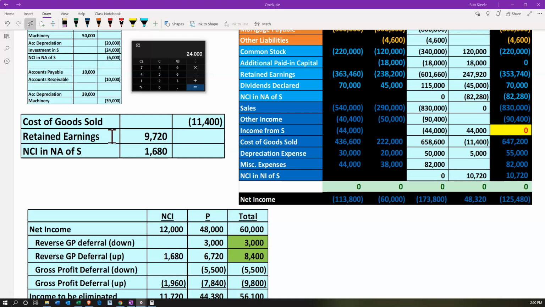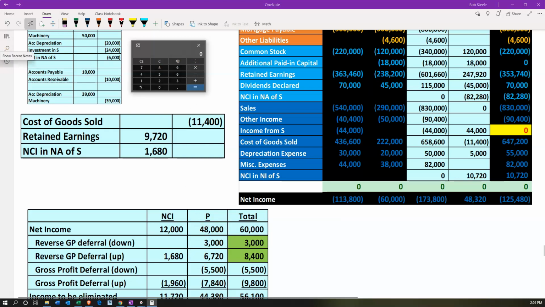Notice we didn't use the full equity method. We used the modified equity method. So we're debiting retained earnings, and the other side is going to that non-controlling interest. We're not breaking it out on an 80-20 split either. We're breaking it out in accordance with P's portion, which is the 6720 and the 3000.